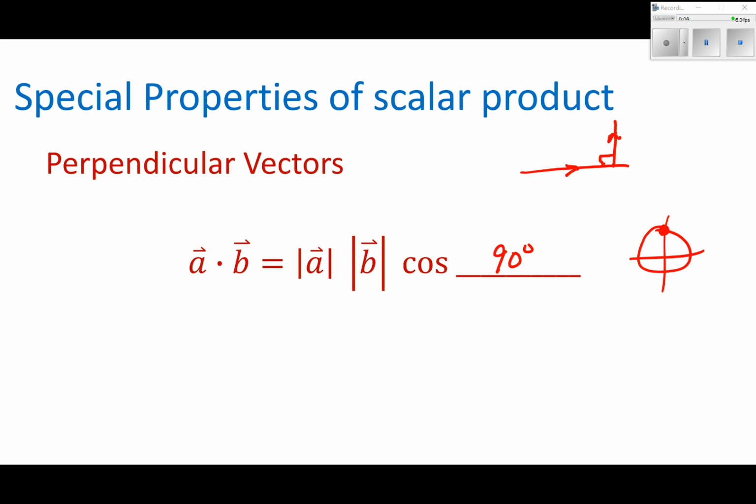Cosine is the x value. This all becomes 0. So it doesn't matter what my magnitudes of A and B are. I'm going to be multiplying by 0. So this all equals 0. So therefore, the dot product of perpendicular vectors is 0.